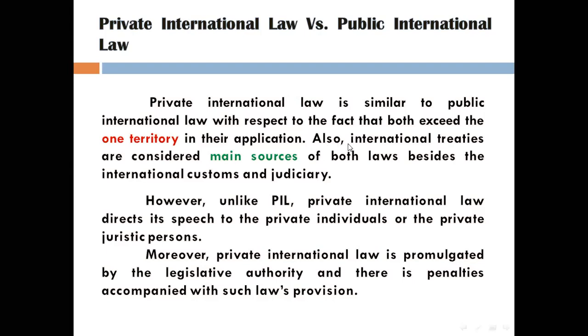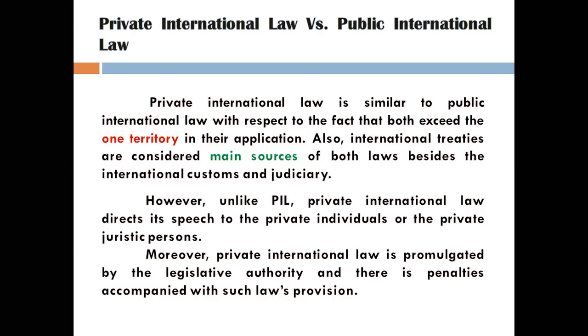Also, international treaties are considered main sources of both laws, besides international customs and judiciary. So we mention that both are international because, first of all, they exceed in their application the one territory of the state. When there is an Italian person and an Egyptian person, and, for example, private international law says that in this case Italian law shall be applied, then I apply the Italian law to one of the parties, who is an Egyptian person.